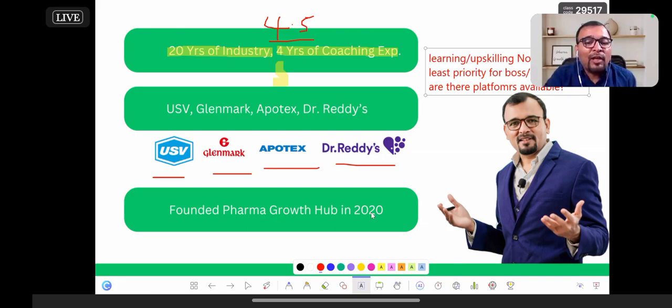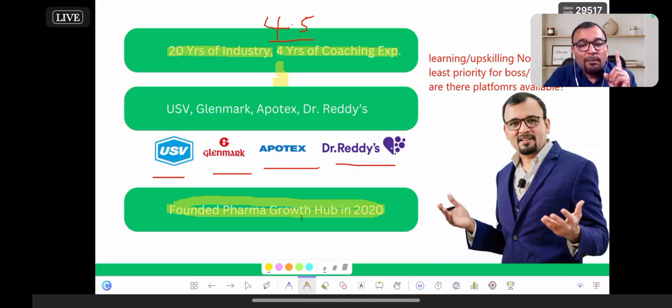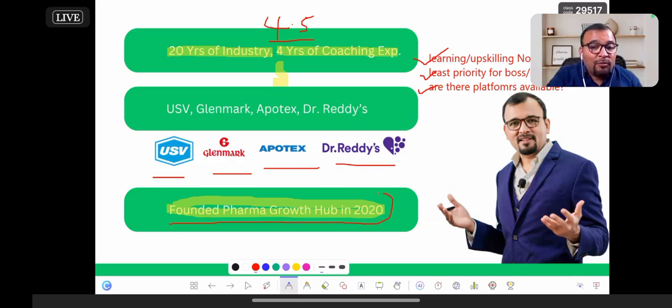And that's the only reason I founded the Pharma Growth Hub in 2020. The number one reason is that people do not get the opportunity for learning or upskilling. Why? Because learning and upskilling is the least priority for the boss and the company, and I could not see any platform dedicated for this, for learning coming together and growing together. That's the only reason I have created a platform which is helping pharmaceutical professionals learn different technical aspects.